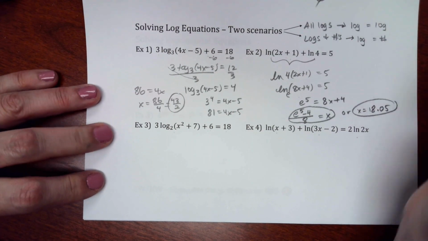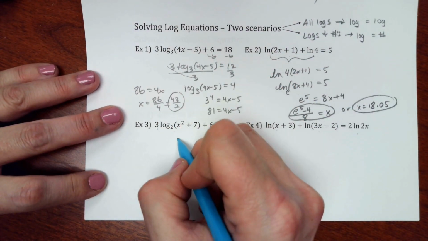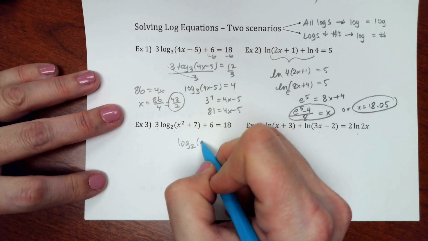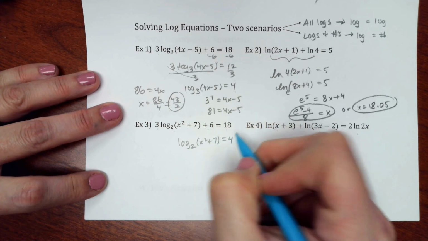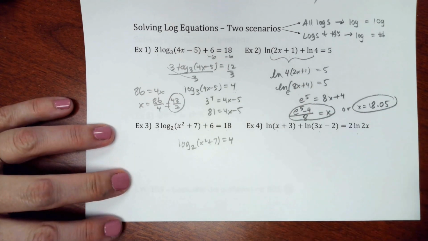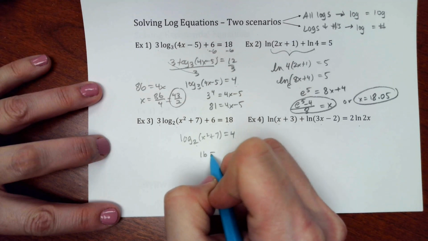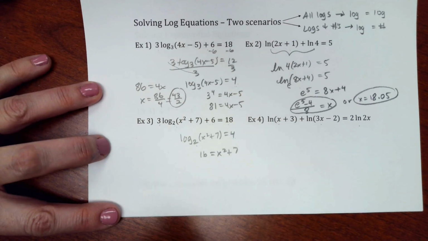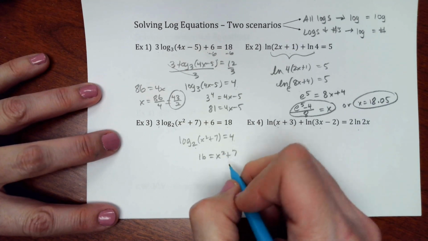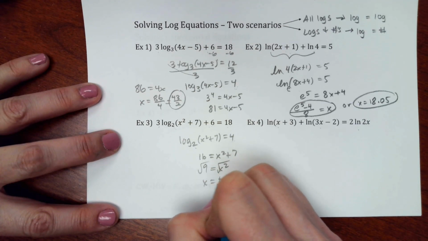All right. Down here, it's pretty similar to one above it. I take away 6 and divide by 3. So I'm going to end up with log base 2 of x squared plus 7 equals 4. So basically, I took away 6 divided by 3, same problem as up above. All right, so time to write it as an exponent. 2 to the 4th. Well, 2 to the 4th is 16. Has to equal x squared plus 7. All right, so solve this. Take away 7. So x squared equals 9. Do my square root, so x equals plus or minus 3.